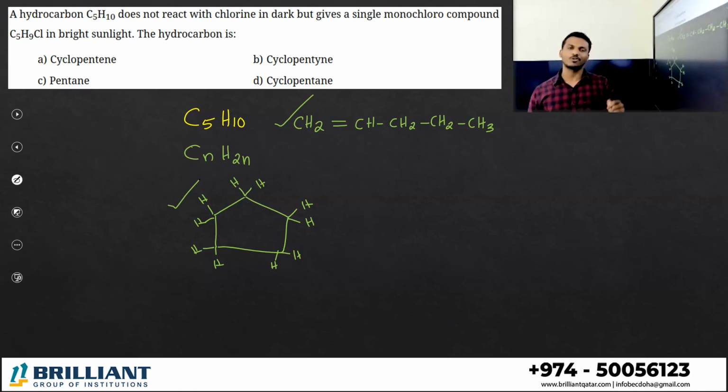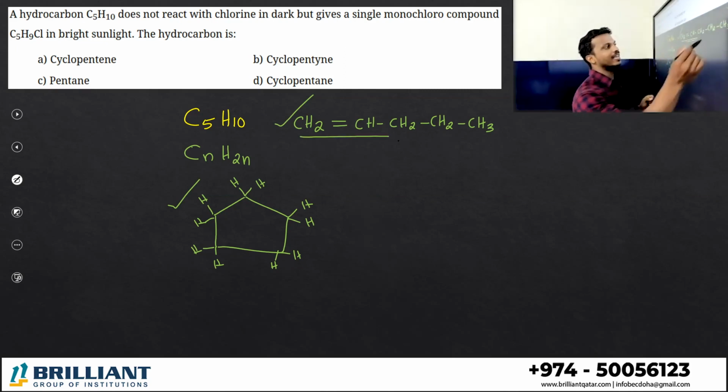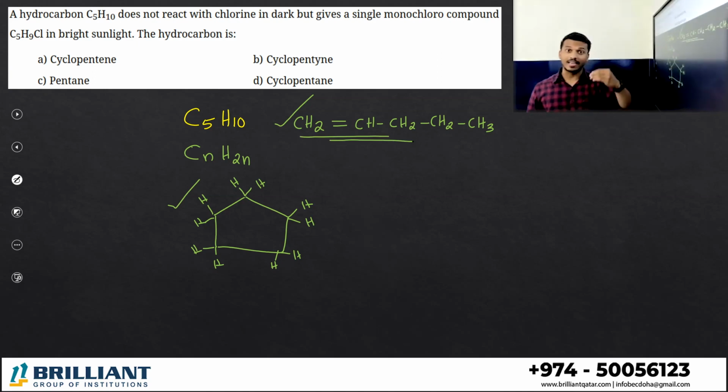Now the question, which one can be selected for this option? What is the correct answer? Cyclopentane, because this is an alkene. Generally, alkanes undergo substitution reaction in presence of sunlight. But this is an alkane, right? Cyclopentane is a pure alkane. It's cyclic, that's it.